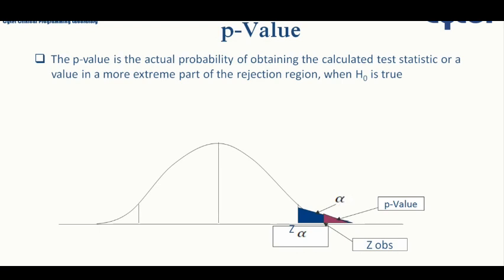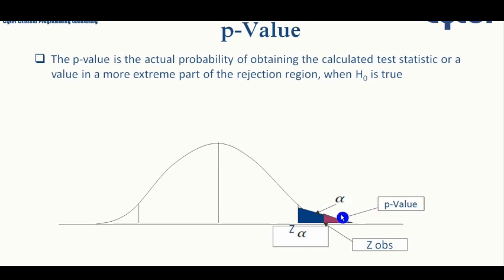Now, you have computed the value of Z statistic, and that is Z observed, suppose. Now, suppose your Z observed falls here at this point. Then what is the p-value? It is again the probability that you are beyond the Z observed. So this reddish area will be the p-value in case of the one-tailed test we are talking of.